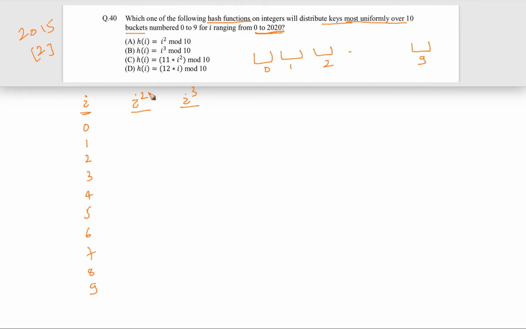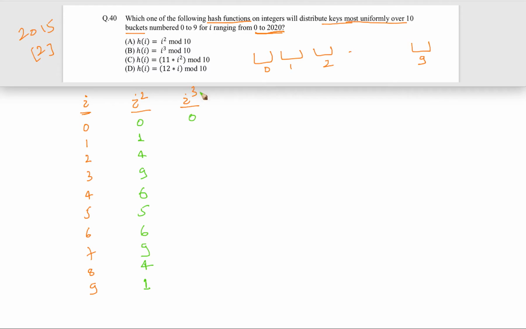So let's start and fill in all these values. 0 square is going to be 0. Firstly let's fill in squares and then we will fill cubes. So 0 square is 0, 1 square is 1, 2 square 4, 3 square 9, 4 square 16, so 6 only, 5 square 5, 6 square 6 only, then 49, so 9 only, 64 and 81. So we just take the last digit. Mod 10 is going to give this only.